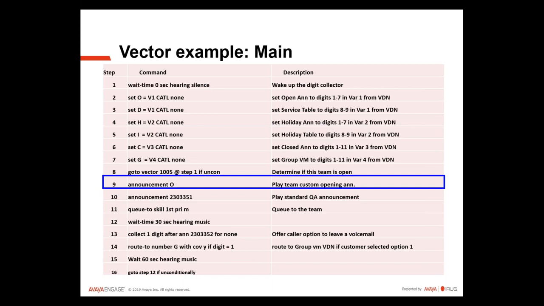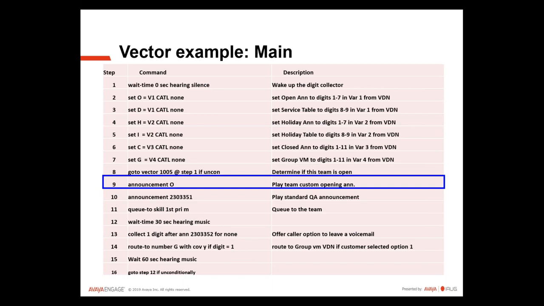So then we queue to the skill, and we can collect and announce digits for voicemail down here as we go through. Route to G, which is the group voicemail extension, if digits equaled 1. So then we're going to go, we've set G as V4. So we're going to go to V4 from the VDN page 3 screen and pull that announcement off and pull that extension out and then route to G. So this is where we can be very flexible on the VDNs to use all the same vector set and using different VDNs with all of that announcement put off there.